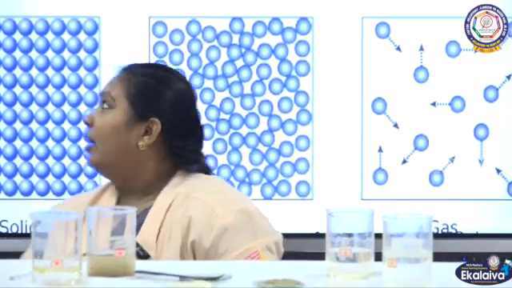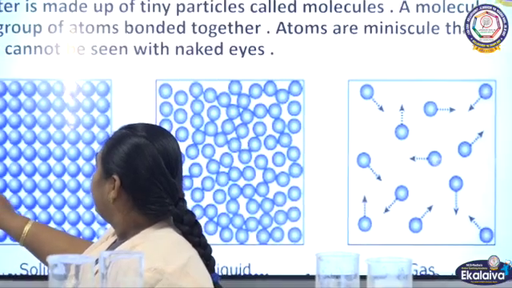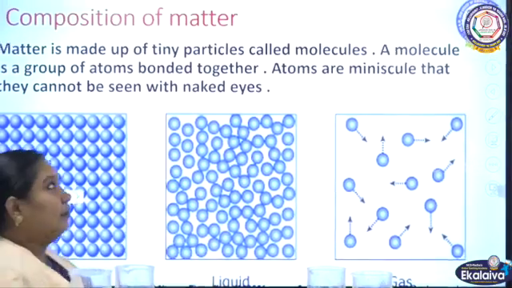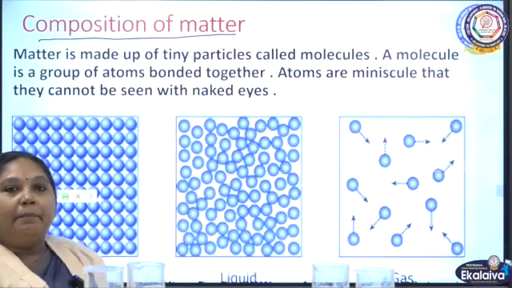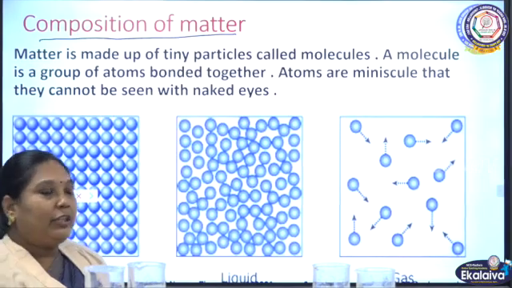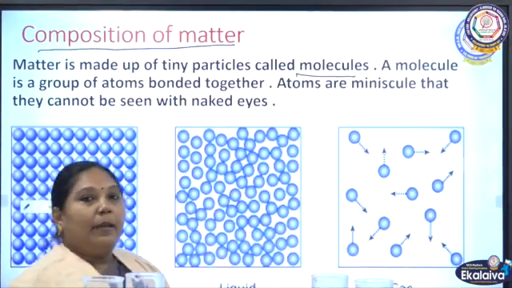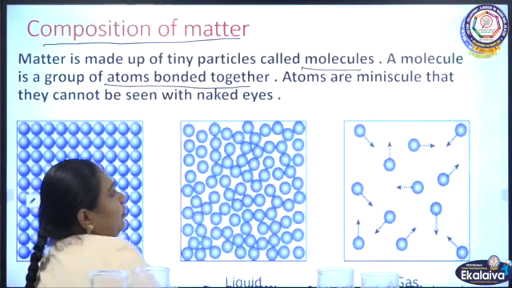Next we can see the composition of matter. Matter is made up of tiny particles called molecules. A molecule is a group of atoms bonded together.